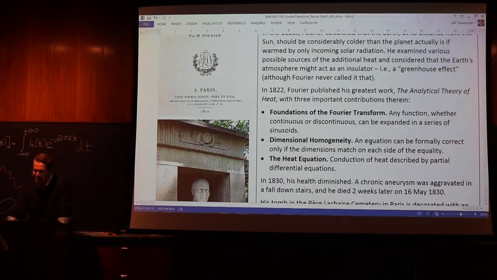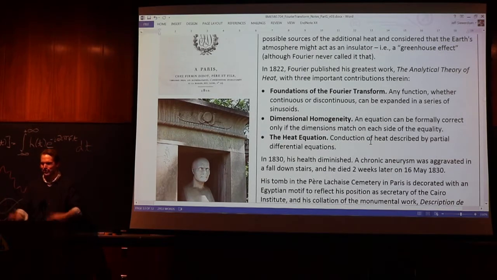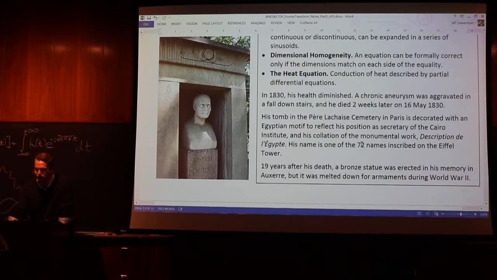Interestingly, one of the simplest things that you should do every time you write down an equation is to check the units on both sides of the equal sign. Sort of attributed to Fourier in some way. And then the heat equation, which I know you studied in partial differential equations.